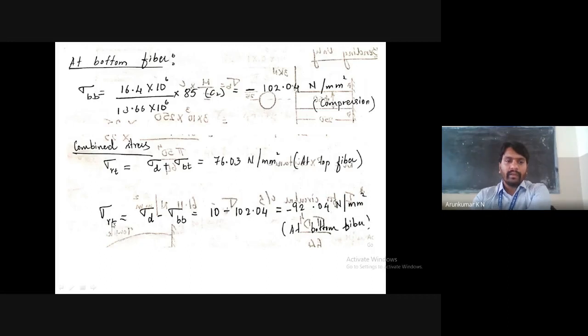Coming to the resultant stress at the bottom fiber, this is sigma RB. Be careful, sigma RB. The direct stress plus bending stress. But at the bottom fiber, the bending stress is not positive, it is negative. Minus sigma BB. That is, direct stress is 10, bending stress is negative 102.04, so the resultant stress is negative at the bottom fiber. Clear?